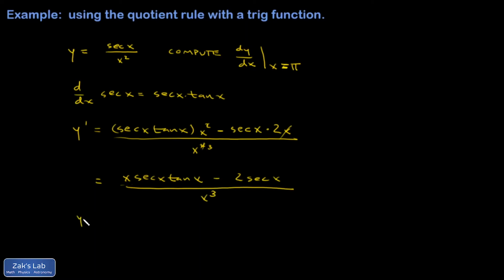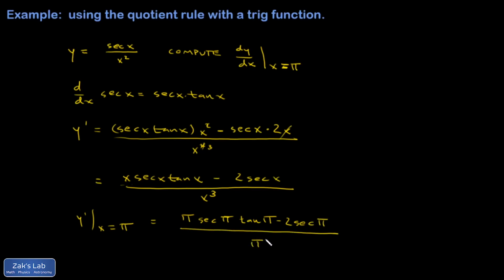And then I want to evaluate y prime at x equals pi. So I end up with pi secant pi tangent pi minus 2 secant pi, over pi cubed. We'll just go ahead and go up here.